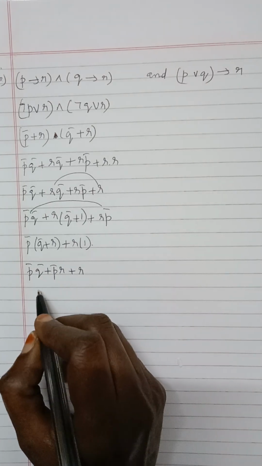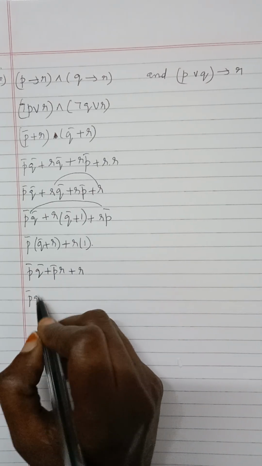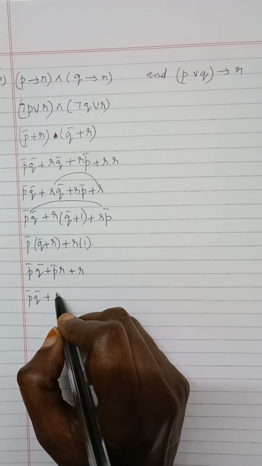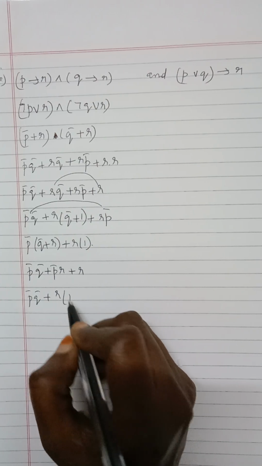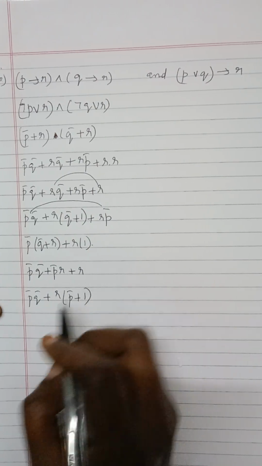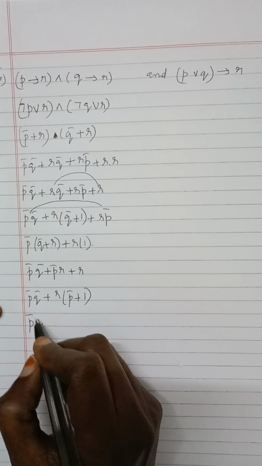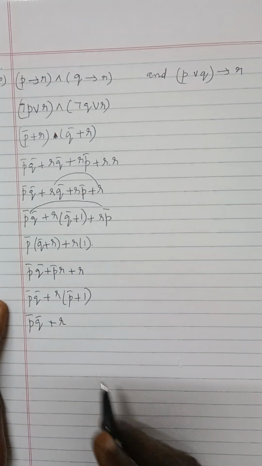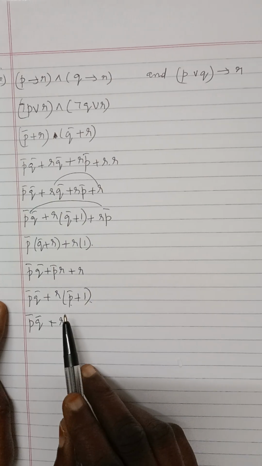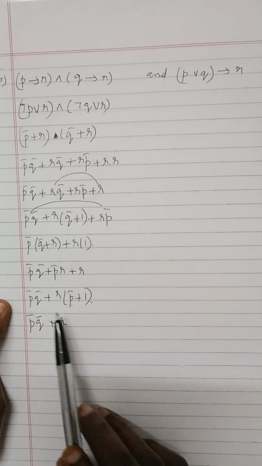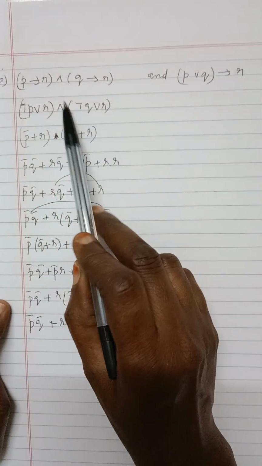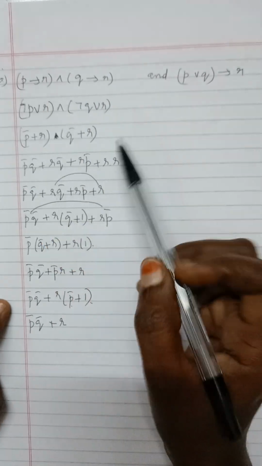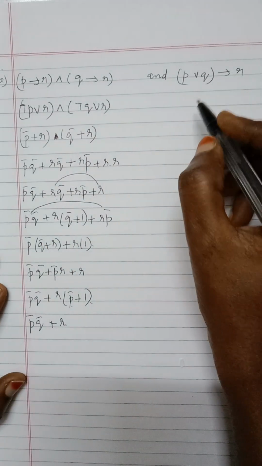So we take R common: P bar Q bar plus R into P bar plus 1. So it means P bar Q bar plus R. So this is the value. P bar plus 1 is 1. So this is the value of the left hand side, P implies R. Now we can check the right hand side.